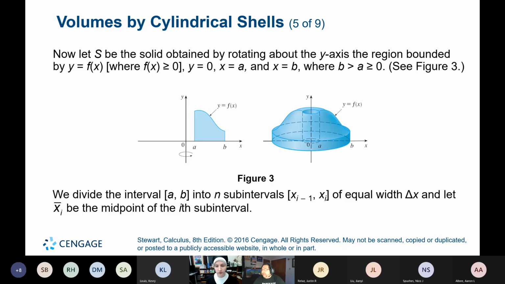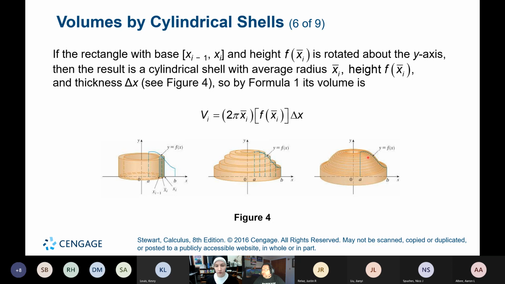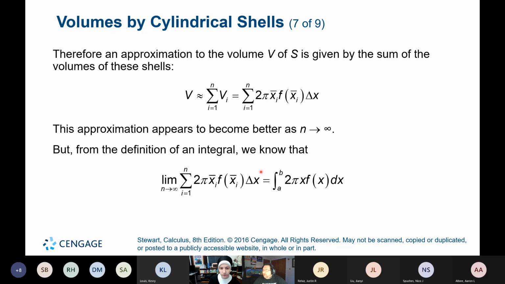So you can see here, we're cutting it down. Those are the cylinders that I'm going to get. And as each cylinder gets smaller and smaller, you get a more accurate representation of the curve. So we have our integration right here. It's the integral from a to b of 2 pi x times the function of x, which is the height, times dx. So that's the equation that we're going to use for this.